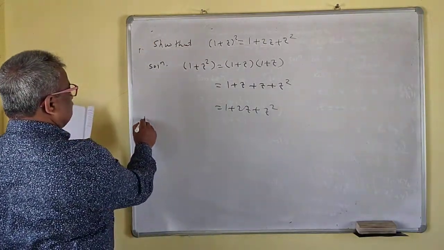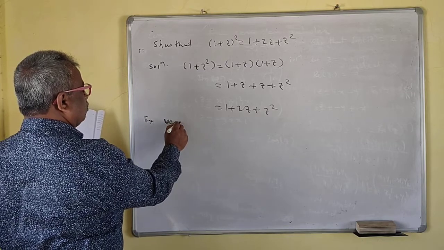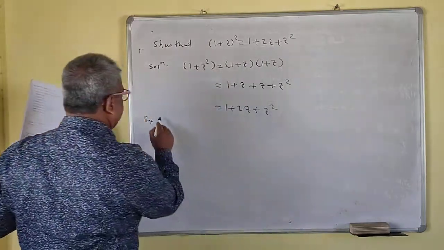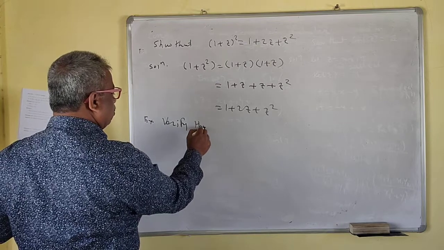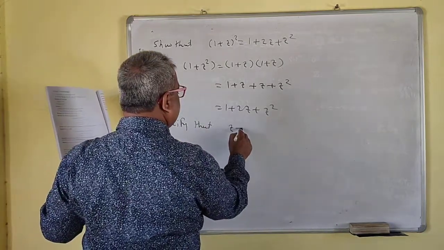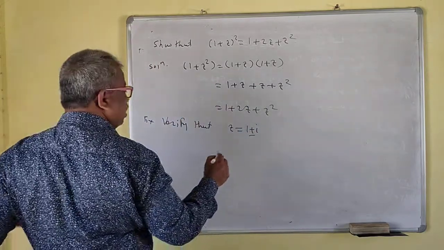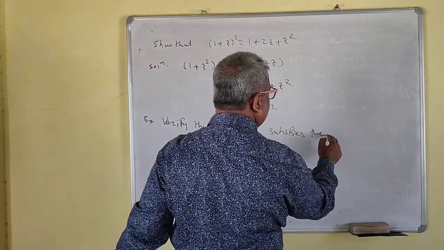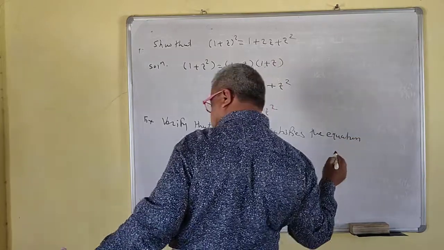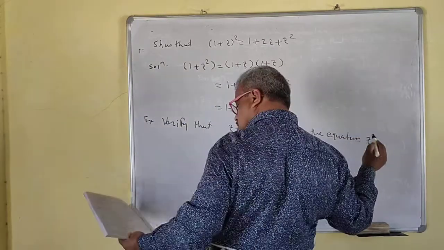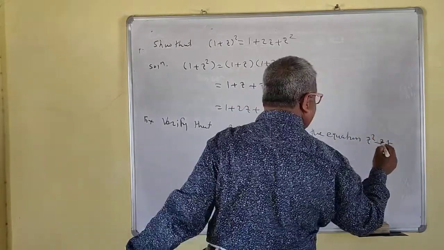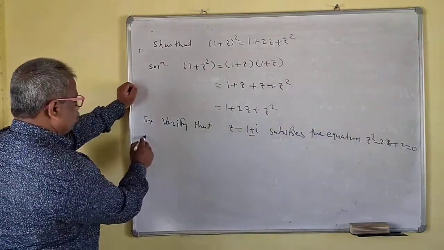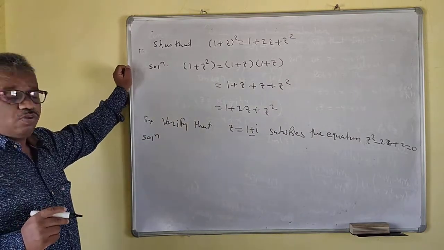Next example, verify that z is equal to 1 plus or minus i satisfies the equation z square minus twice z plus 2 is equal to 0. Okay, solution. What you have to prove? z is equal to 1 plus or minus i.